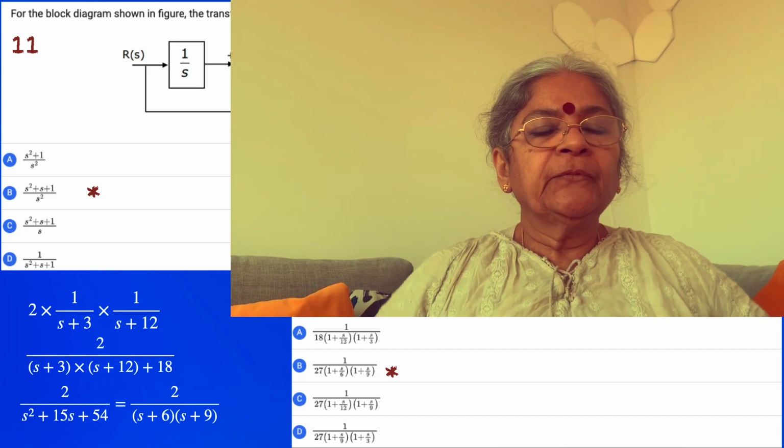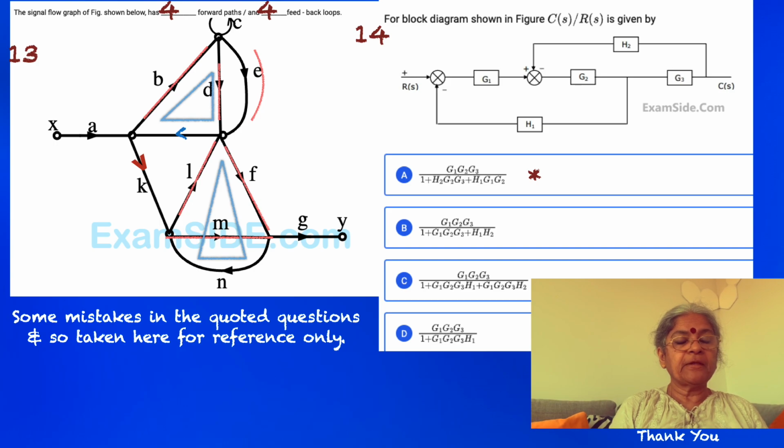So let's look at the last problem. There is the 13th one. It looks a little complex. The question is, the signal flow graph shown below has how many forward paths and how many feedback loops. There are a few errors, like for instance there's a connection between the point where A is the magnification straight ahead, but there's no alphabet given there, so it means that there's nothing there. So please imagine that.